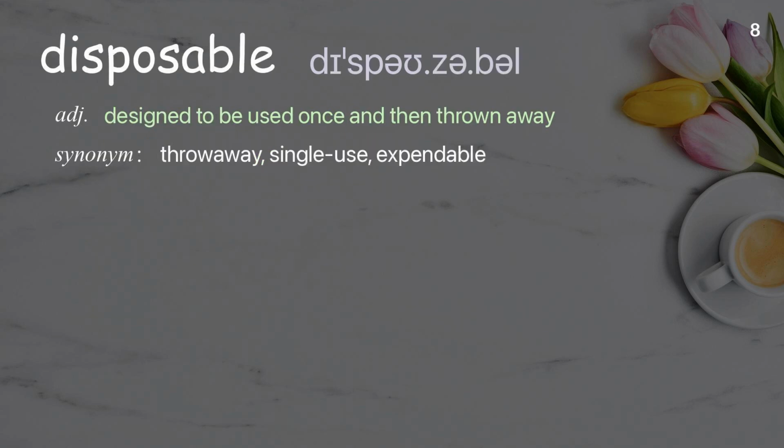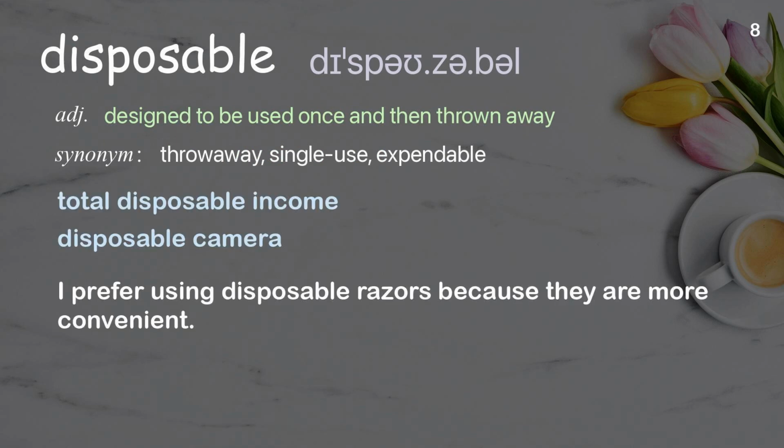Disposable. Designed to be used once and then thrown away. Examples: Total disposable income. Disposable camera. I prefer using disposable razors because they are more convenient.